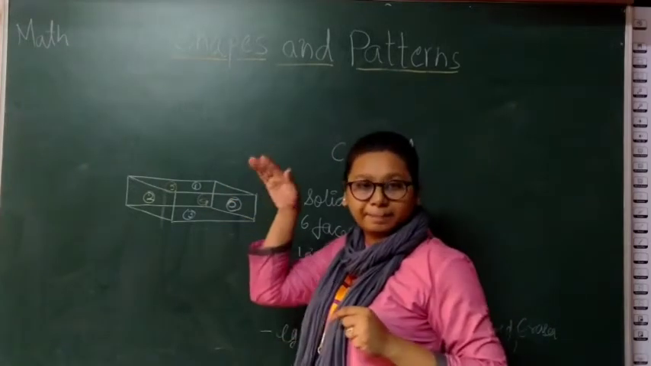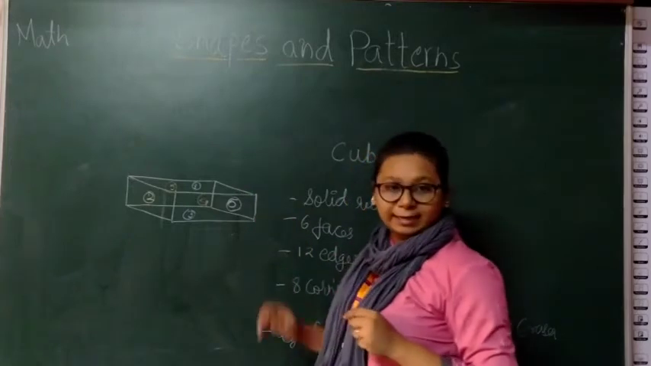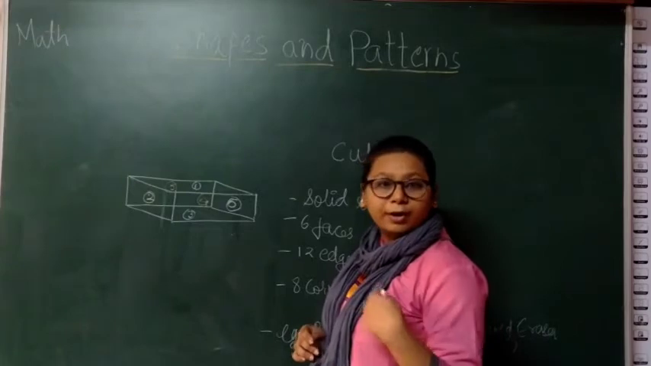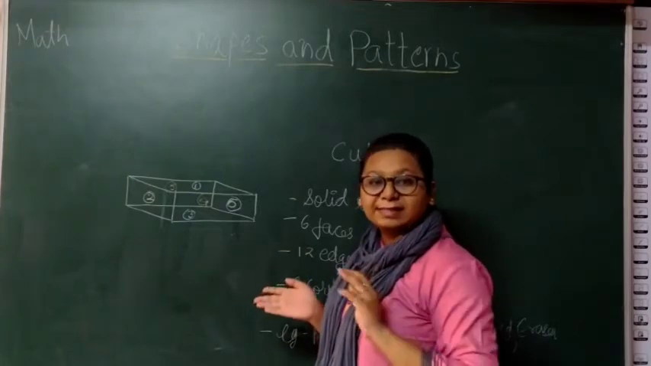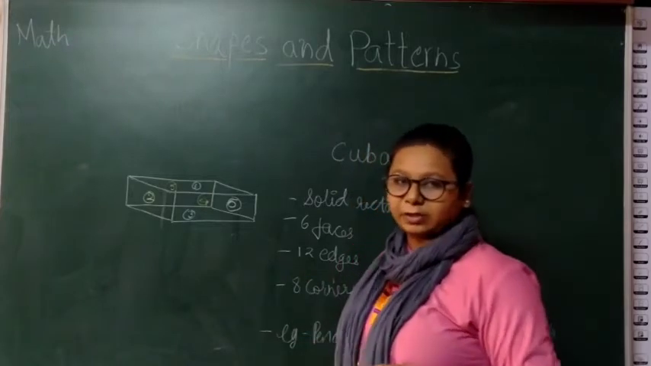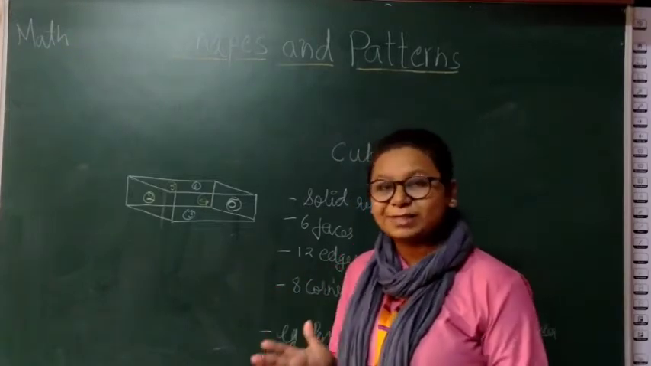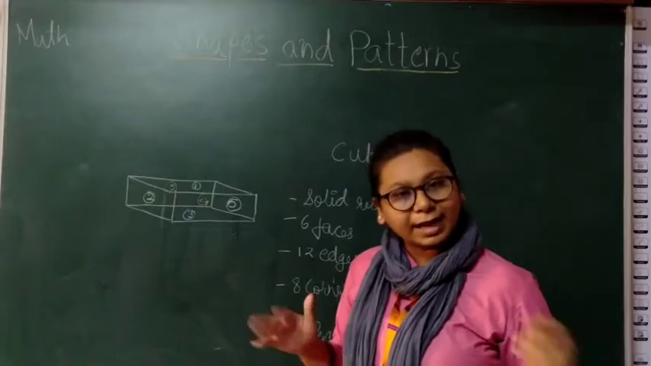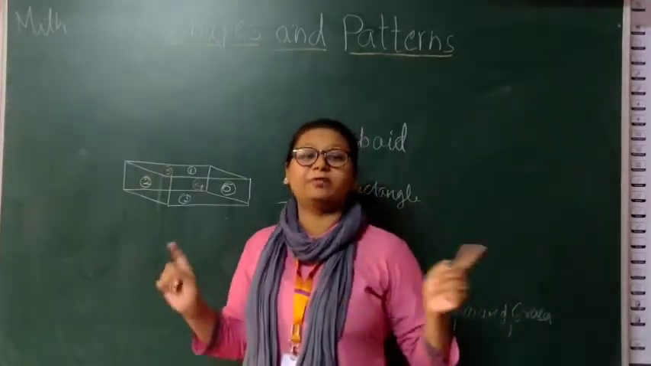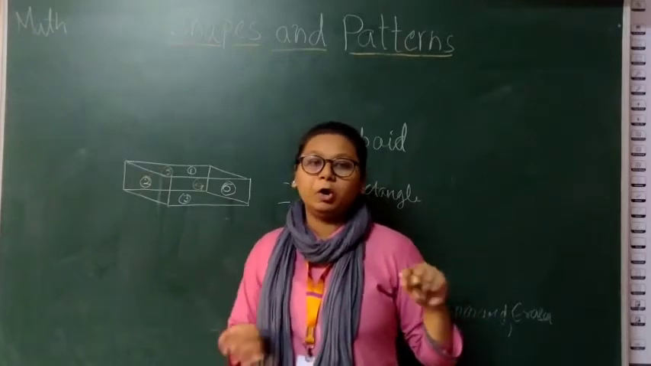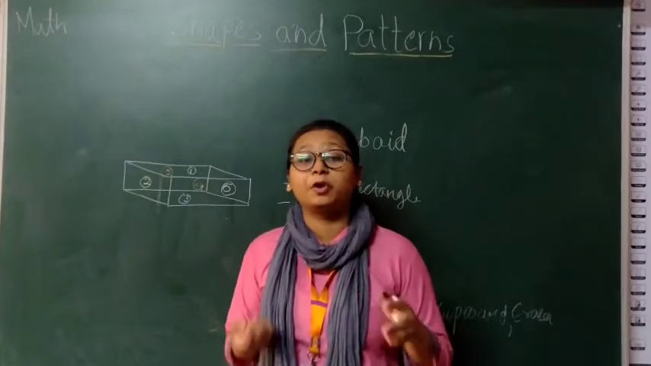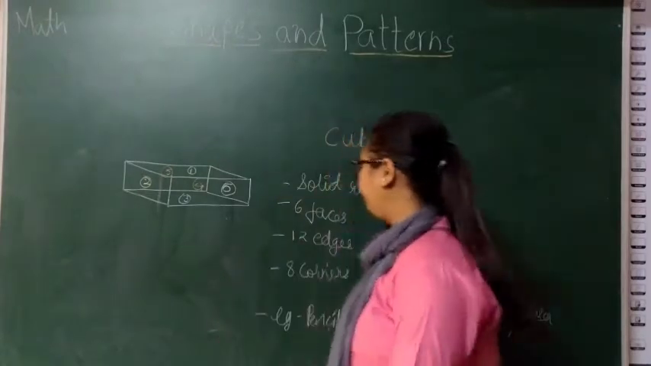The upper face, the right face, the left face, the lower face, the back face and the front face. So same like the cube, a cuboid also has 6 faces but in a rectangle way. Students, the opposite sides of the cuboid are equal. The two opposite sides of the cuboid are equal.